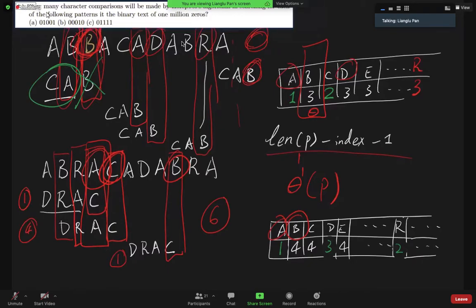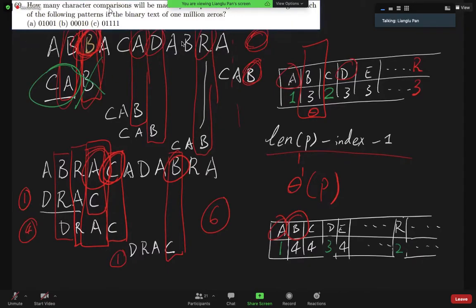So the task here is how many character comparisons will be made by the Horspool string search algorithm if we have a million 0s as the string and we have these 3 different patterns.